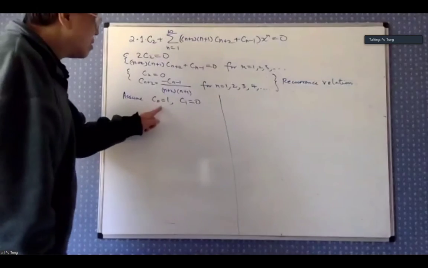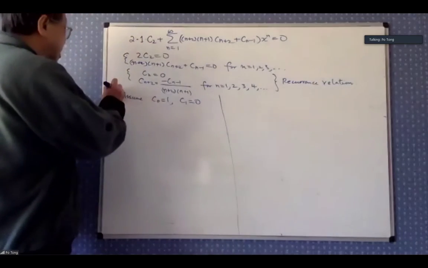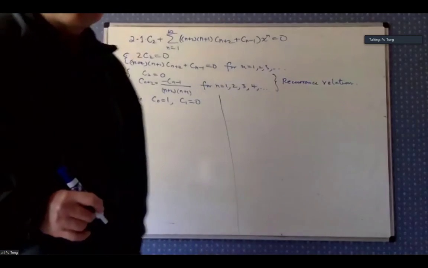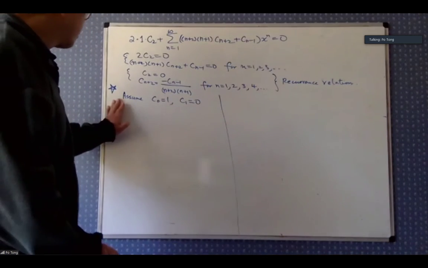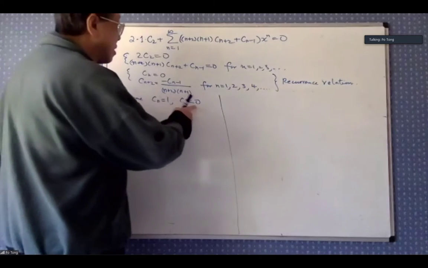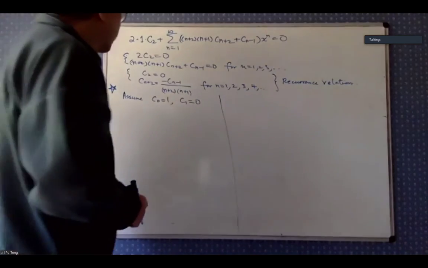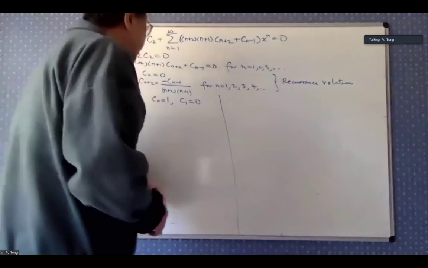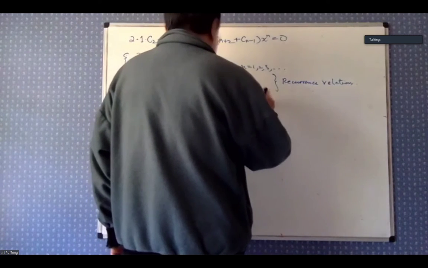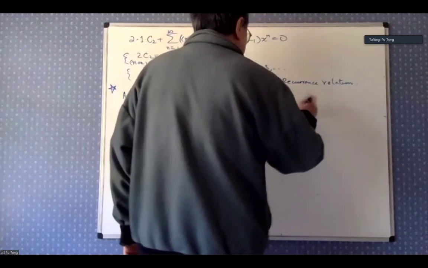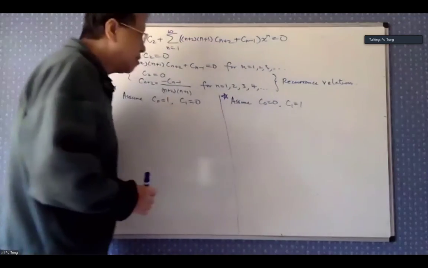Now, I'm going to explain to you later what this is and why we do this. For now, can you just accept it? Let me do the computation. I'm going to assume C0 equal to 1 and C1 equal to 0, and then I will compute all the C's. On the other side, I'm going to assume C0 equal to 0 and C1 equal to 1, and then compute all the C's. I will have to explain this to you later.